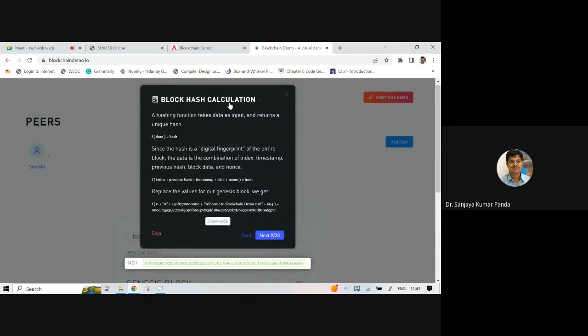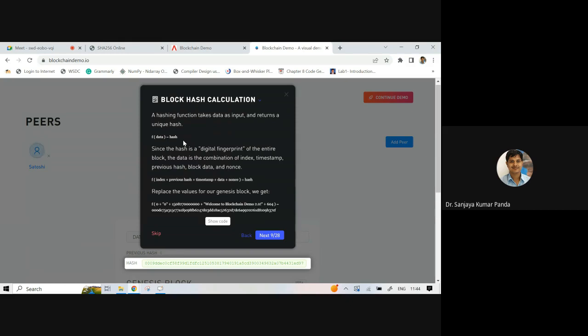Okay, how to do this hash calculation? If you put f of data, then you will get the hash value, right? This is a one-way function. Like f of data is equal to hash. If you take f from this side, it is called f inverse, right? So f inverse of hash is equal to data, which is not true. That's why it is called a one-way function.